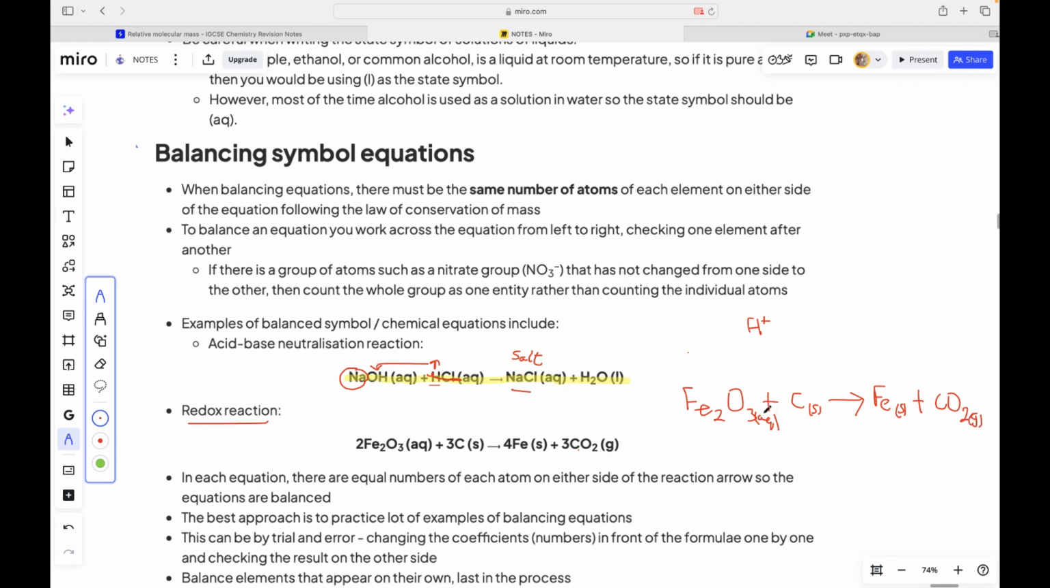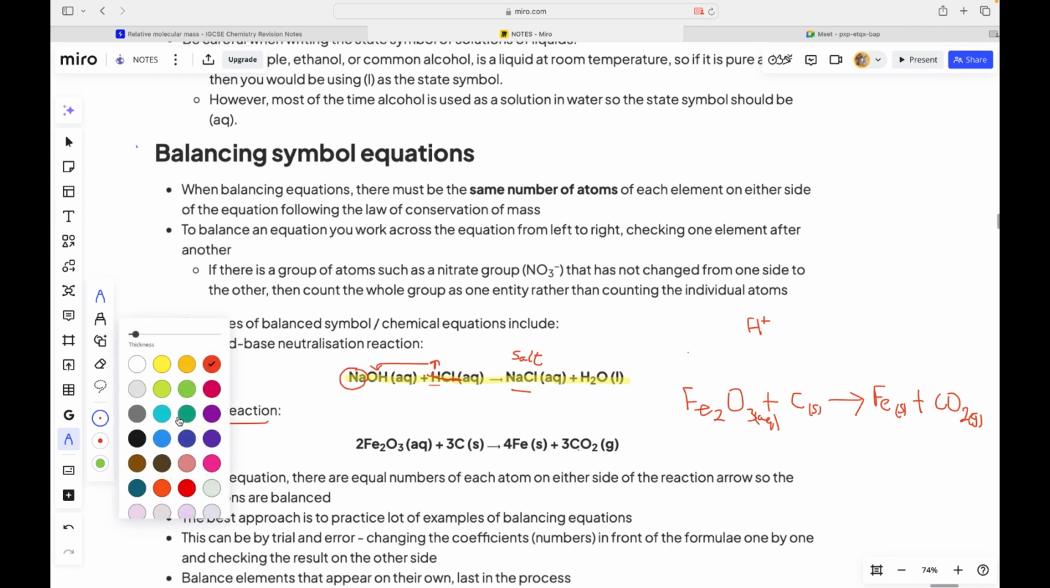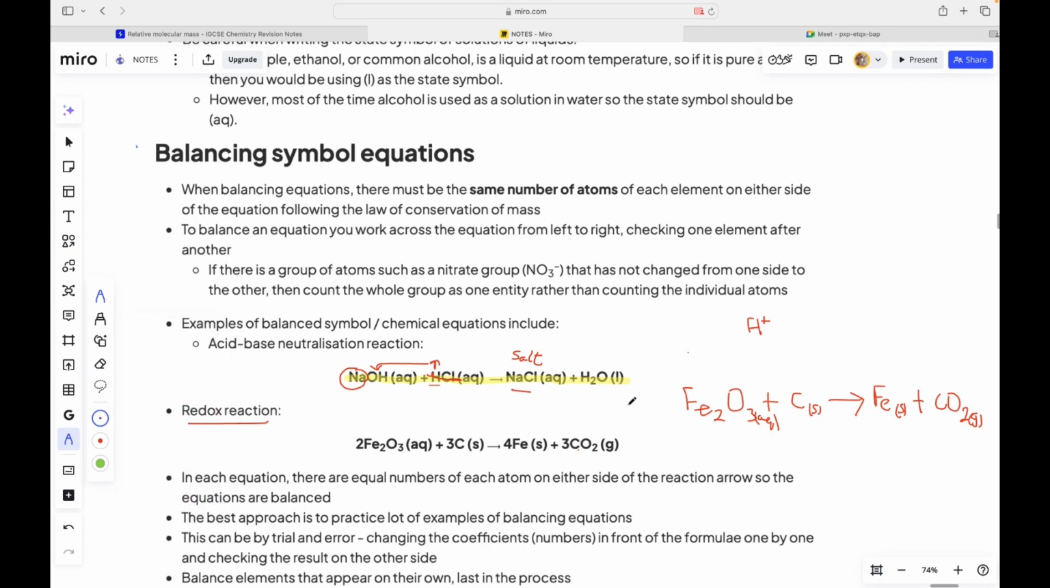Okay, now this is the normal equation. Then we balance it. So how do we balance it? We look at how many atoms of oxygen are on the left. Okay, we start with iron. How many atoms of iron are on the left? 2 atoms. Here is only 1. So if we put 2 here and 4 here, but if I put 2 here, my oxygen will now be 6. This 2 is talking to both iron and oxygen.